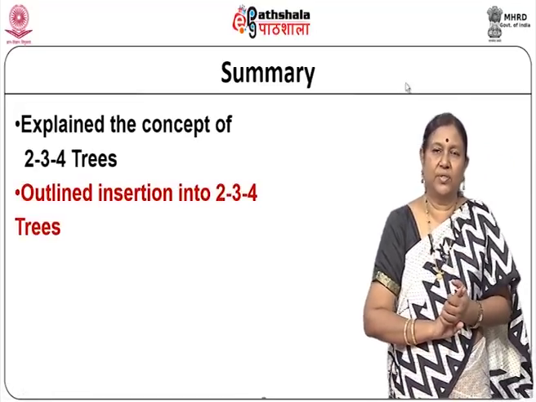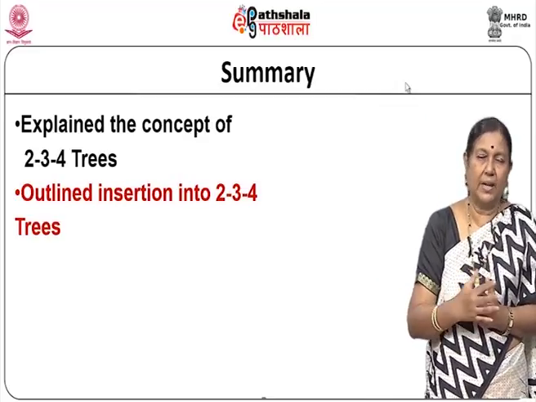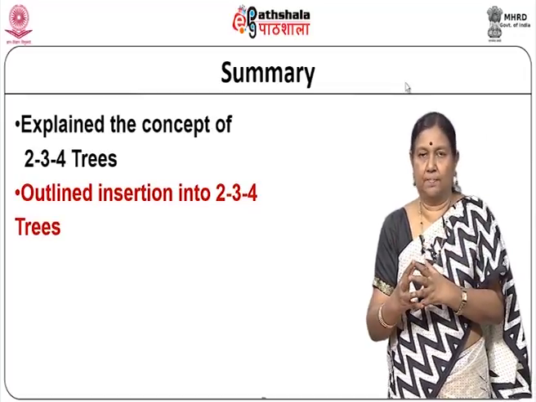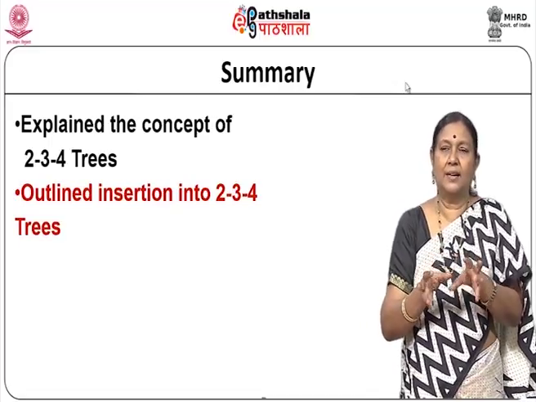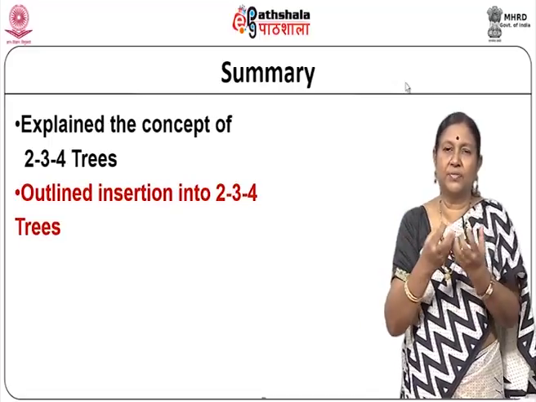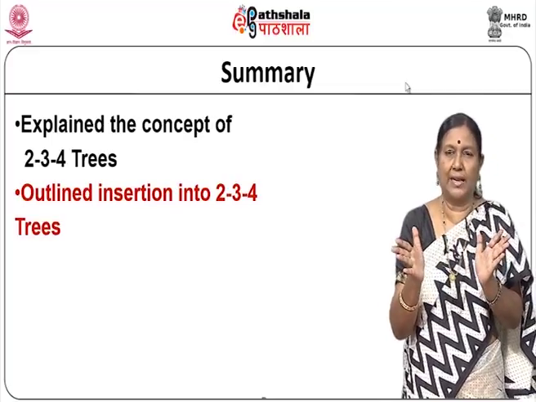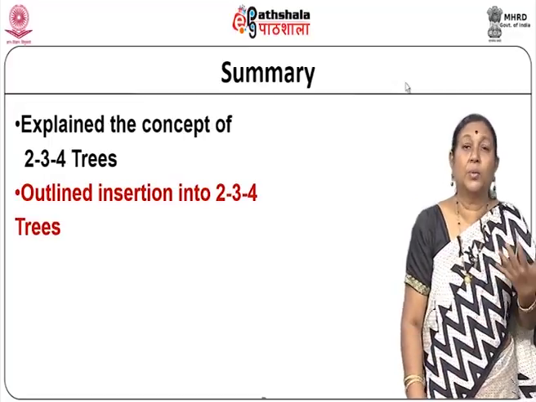Okay. So, what have we done in this particular module? We explained the concept of 2, 3, 4 trees and outlined insertion into 2, 3, 4 trees. Now, this explanation of 2, 3, 4 trees is very, very important because it is going to be extended to B trees. B trees we will not go too much into detail, but you can see that just like we shifted the middle up, you could shift some of the M nodes and split accordingly, or you could merge accordingly. So, that concept remains the same, whatever may be M.